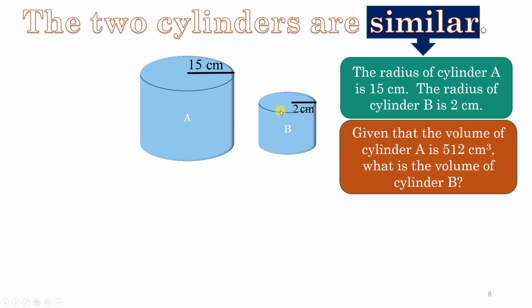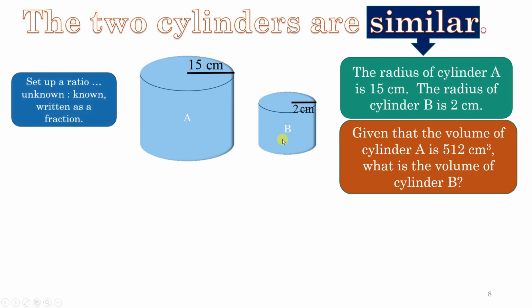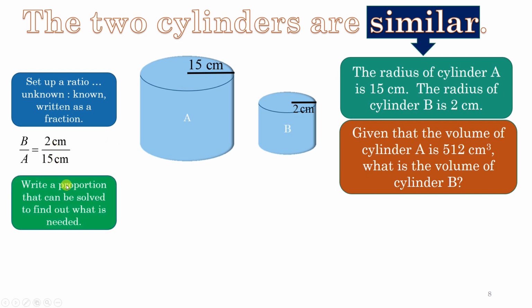Now let's try another one. Let's say we still have that the radius of A is 15 and the radius of B is 2. But now let's say we know that the volume of A is 512 cubic centimeters, and we're going to be asked to find the volume of B. Same way as before, unknown on top. Here we know everything we need to know about A, but we don't know everything we need to know about B. So B's on the top. We go ahead and set up our proportion like this.